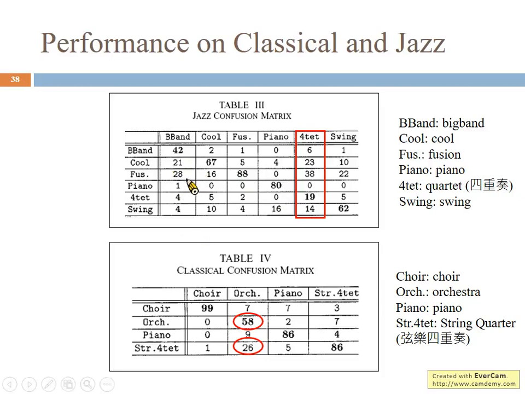Here are two confusion matrices showing the detailed results of the subcategories of jazz and classical. Here we see six types of jazz subcategories, and type four, quartet, is quite difficult to detect. The quartet jazz subcategory is usually falsely classified as other types like fusion or cool. For classical, choir is very easy to recognize, but orchestra classical music is usually falsely detected as string quartet. That means they are easily confused.